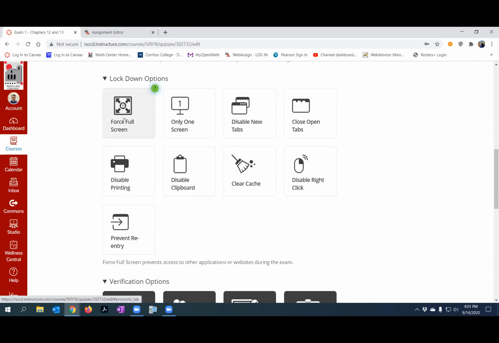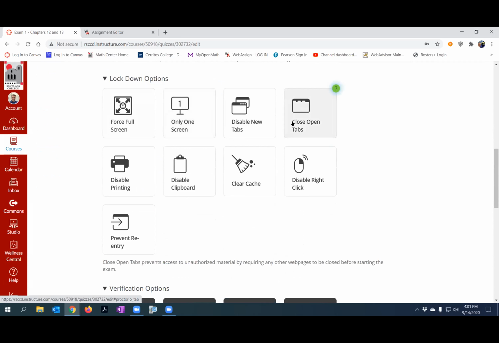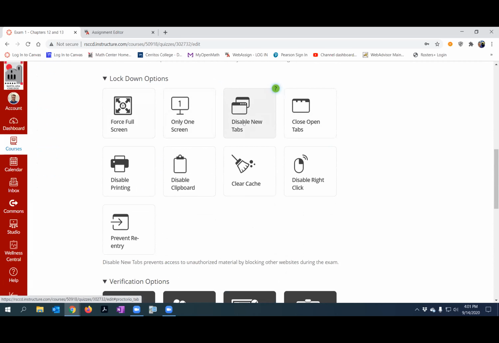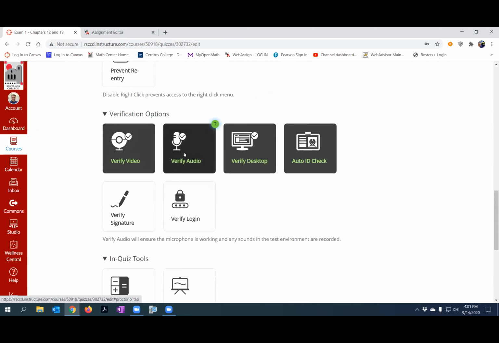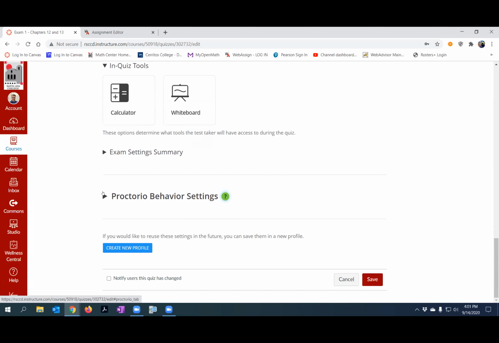Okay, lockdown options. I'm not forcing you to have one screen. I'm not forcing you to only be on one screen. I'm not disabling new tabs either. Okay, I'm not asking you to clear your cache. Okay, I am asking you to verify your video. I'm asking you to give me an auto ID check. That's going to ask you to verify using your driver's license or Santa Ana College ID.